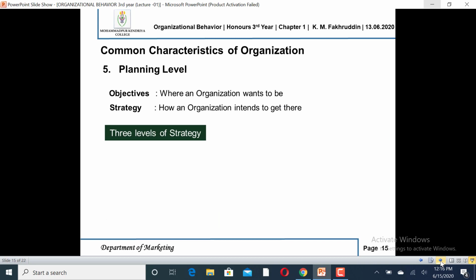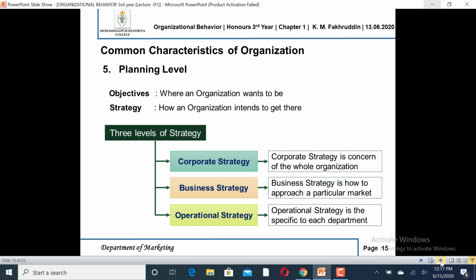Planning level indicates objectives and strategies. Objectives means where an organization wants to be, and strategy means how an organization intends to get there. There are three levels of strategy: corporate strategy, business strategy, and operational strategy. Corporate strategy is the concern of the whole organization, business strategy is how to approach a particular market, and operational strategy is specific to each department.